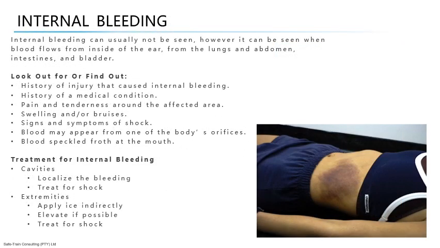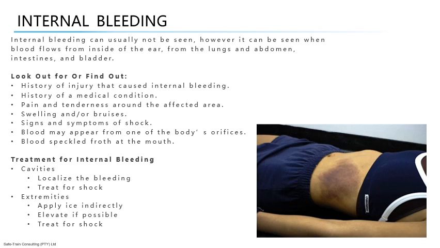Internal bleeding. Internal bleeding can usually not be seen, and a patient can bleed themselves to death, without spilling one drop of blood. Internal bleeding can however be seen when blood flows from inside of the ear, from the lungs and abdomen, intestines, and bladder. The patient will be cold, clammy, very weak, pale, and dizzy, have a rapid pulse, breathe rapidly, and will complain of pain in the injured area. The patient must be laid down, feet elevated not more than 20 centimeters, and covered with a blanket. Bleeding from inside the ear should never be stopped.